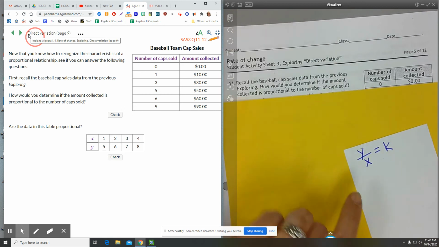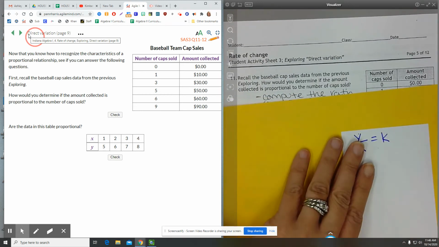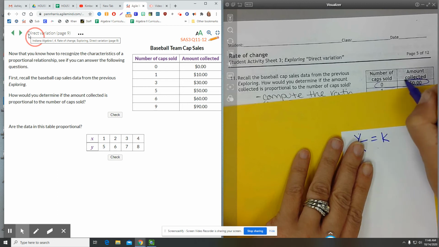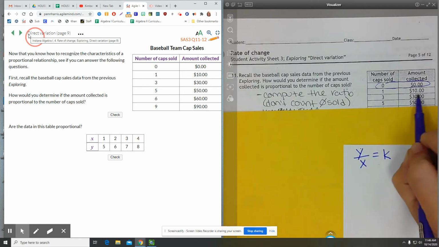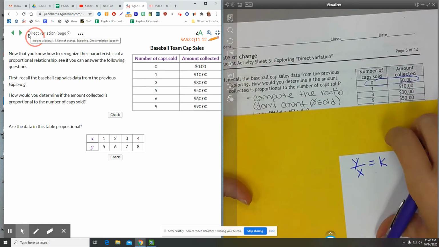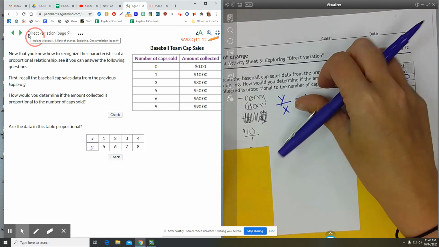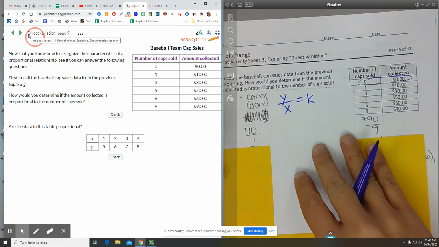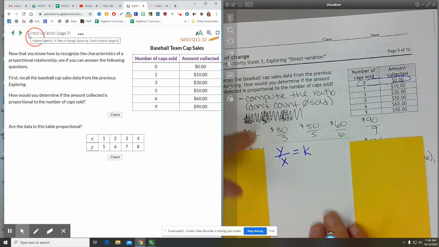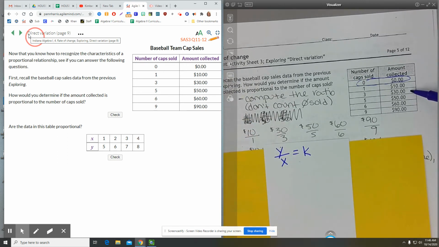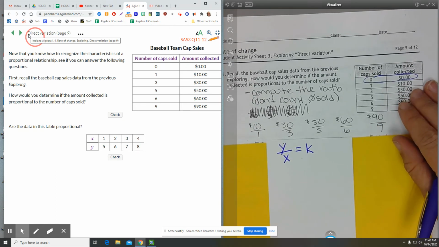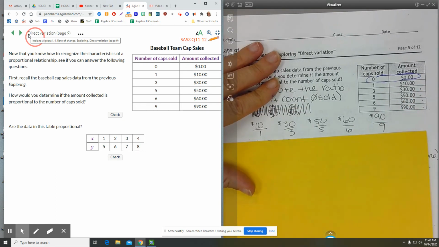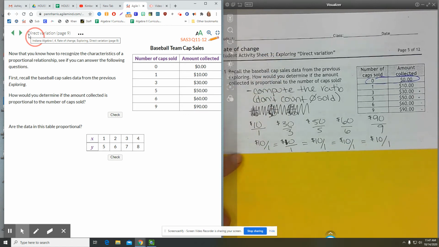Okay, so first thing, guys, when we have a 0, don't count that one. Okay, so let's look at my first bit of information. We had 10 over 1, $10 collected for 1 hat, then $30 collected for 3 hats, $50 collected for 5, 60 for 6, and 90 for 9. I can notice something right away about this. Hopefully you spotted it too. And that each of these reduces to 10 over 1.